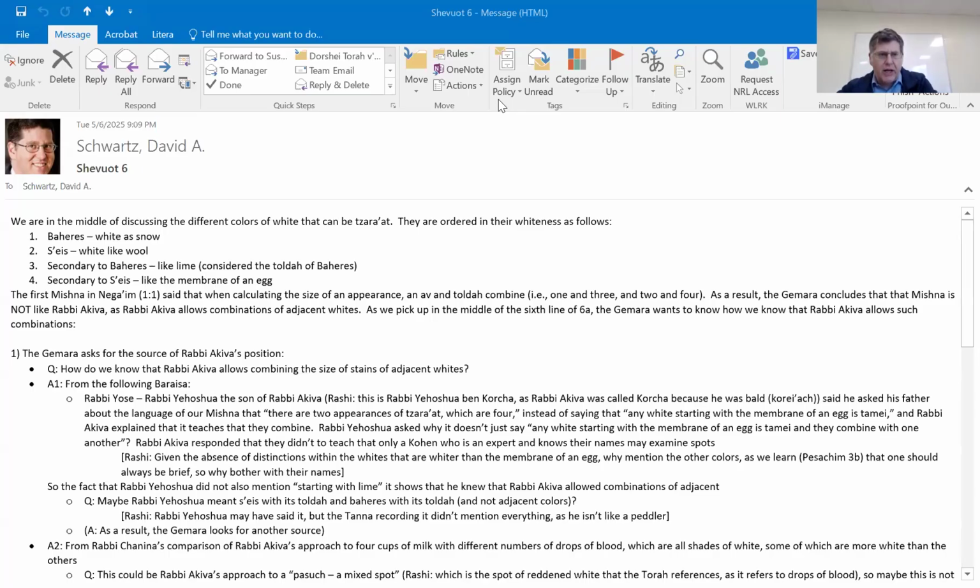So the first thought is to say from the following Brisa, Rabbi Yossi says, Shal Yehoshua beno shel Rabbi Akiva. So the son Yehoshua of Rabbi Akiva asked his father Rabbi Akiva, why does our Mishnah reference the fact that you have 2 items that are 4 items?